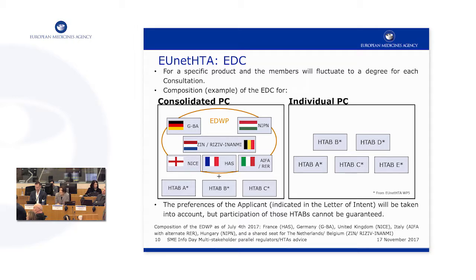And they will also invite up to 3 other HTA bodies to participate in this EDC, as it's called, for consolidated. If it's decided to follow an individual consultation, then the EDC is composed of various HTA bodies, which are invited by EUnetHTA to express their interest and availability for participating. So it can be any number of HTAs that are willing and available. Now, company preferences are taken into account. On the letter of intent, there is a box where you can say which HTAs you would prefer to have in your procedure, and this is taken into account, but it doesn't necessarily mean that they will be guaranteed.